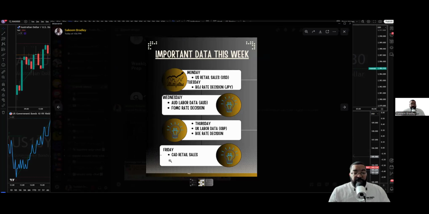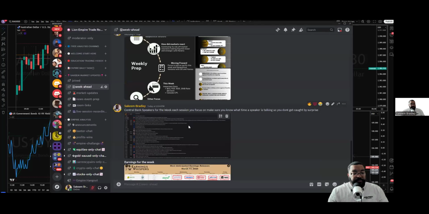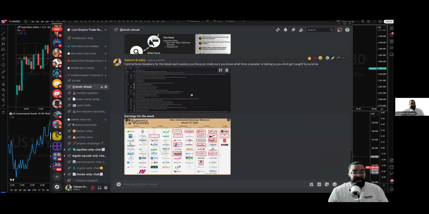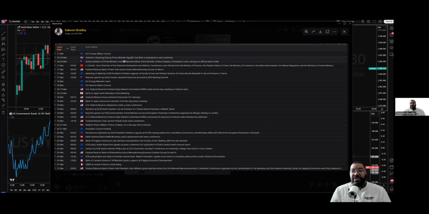And then on Friday, we're going to end with CAD retail sales. Trading CAD retail sales, not really important. The main focus is tariffs, right? If he continues to put tariffs on Canada, that would set up better opportunities for sells on CAD, right? Because the tariffs are devastating for Canada's economy, and the new prime minister said yesterday that tariffs are hurting their economy.